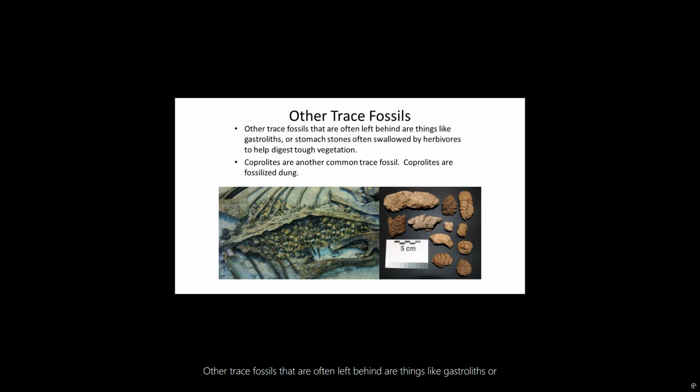Other trace fossils that are often left behind are things like gastroliths or stomach stones, often swallowed by herbivores to help digest tough vegetation. The animal on the left died, and the gastroliths it carried remained in place. Coprolites are another common trace fossil. Coprolites are fossilized dung, and as you can see in the photo on the right, they can take on many shapes and sizes.